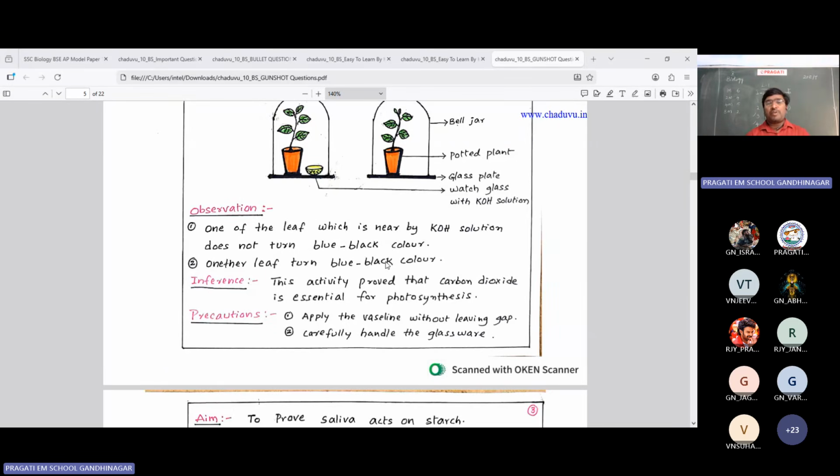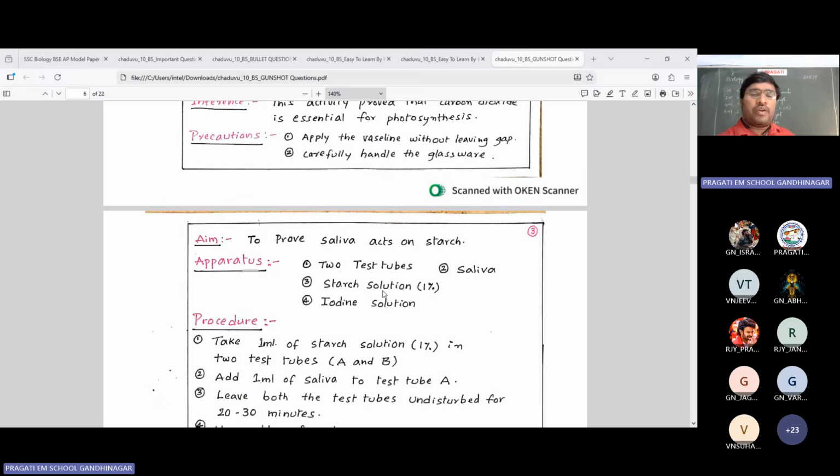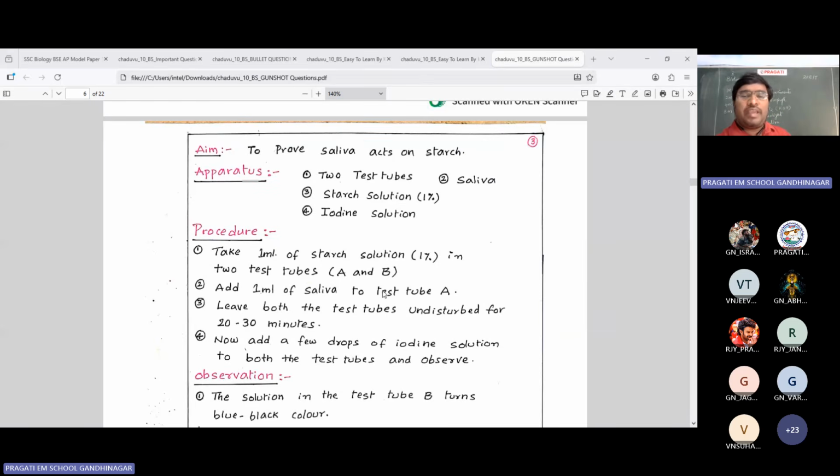And for this experiment, what are the main precautions? Applying Vaseline without leaving gaps. When you are putting on the bell jar, you should apply Vaseline, no? So without leaving gaps, you should apply the Vaseline. That is one of the precautions. And the second one is to carefully handle the glassware. While you are using glassware in any experiment, you should write this type of precaution. Carefully handle the glassware.